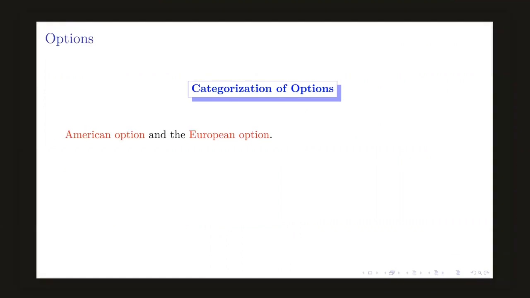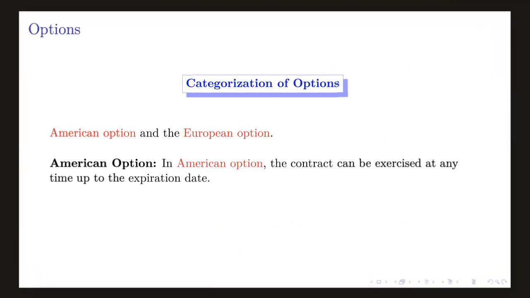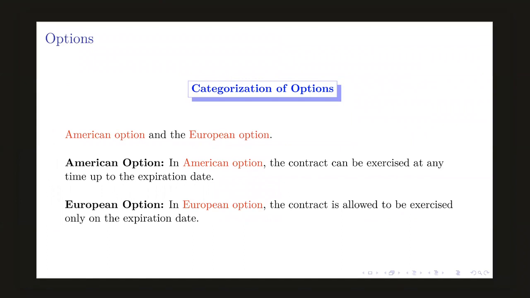These are the American options and the European options. An American option is a contract that can be exercised at any time up to the expiration date. Whereas European option is something which we understand more clearly, that the contract is allowed to be exercised only on the expiration date. Just like forwards and futures. Of course, future goes with a marking to market idea. So more precisely, it's a forward. Forward is exercised only on the expiration date. Similarly, the European options are exercised only on the expiration date.